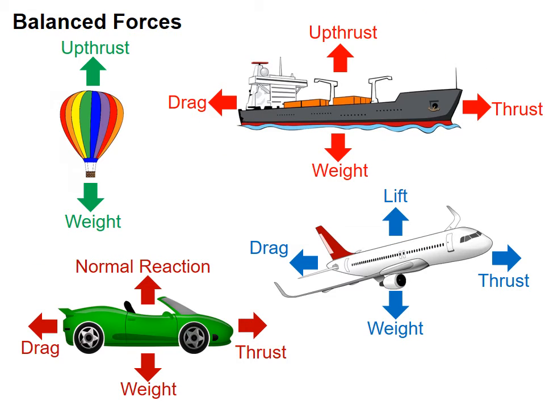Okay, here are some more examples of balanced forces. So a balloon here, the upthrust is equal and opposite to the weight. The boat is floating, therefore the upthrust is equal and opposite to the weight, and the thrust is equal and opposite to drag. For the aircraft, lift equal and opposite to weight, thrust equal and opposite to drag, and we've already looked at this car in the previous slide.